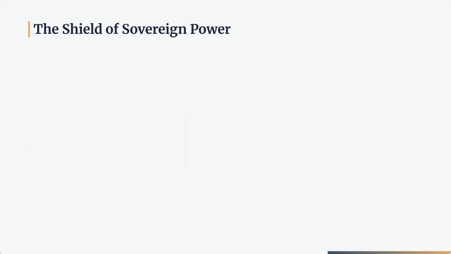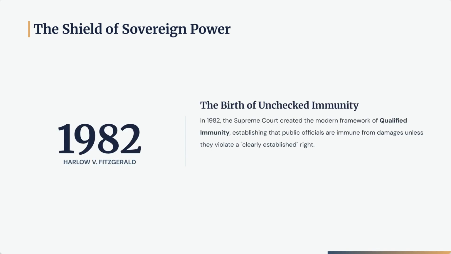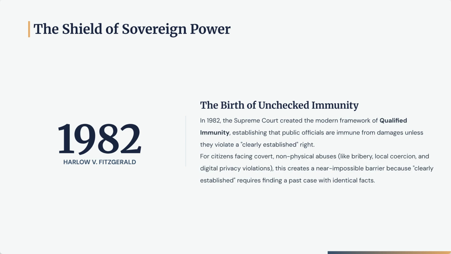The shield of sovereign power, qualified immunity, was established by the Supreme Court in 1982. It makes public officials immune from damages unless they violate a, quote, clearly established right. For covert abuses, this requires finding a past case with identical facts, creating a nearly impossible barrier.